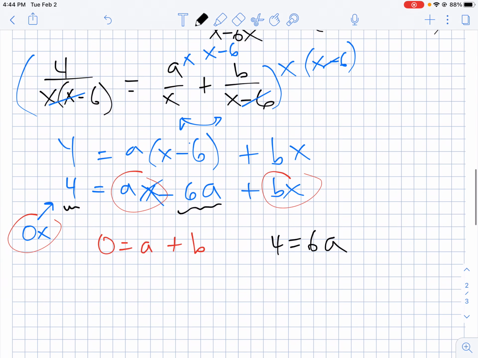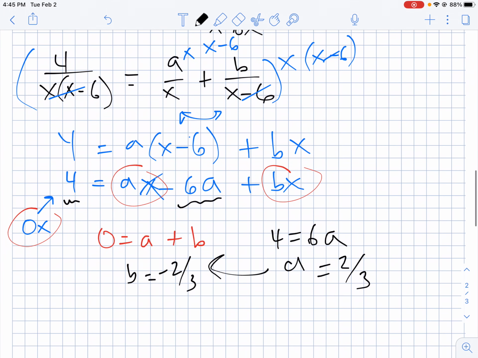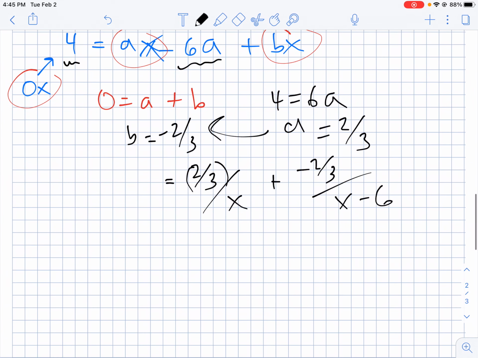Now, in this case, it worked out really nicely because they just gave us the a right here. So a is 2/3. You can plug that in. So my b is negative 2/3. So that means that we can break this fraction up to be 2/3 divided by x plus negative 2/3 divided by x minus 6. Now again, if you just pick the a and the b, like you put b over x, a over x minus 6, you'll get the same answer. The terms are just backward. It doesn't matter. Okay, so that's it.